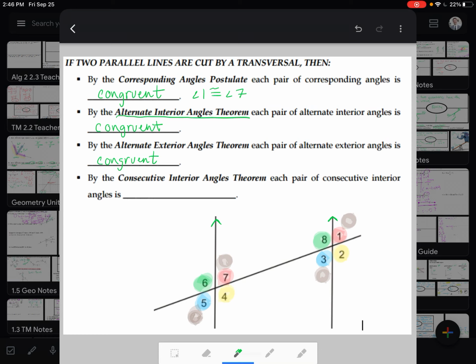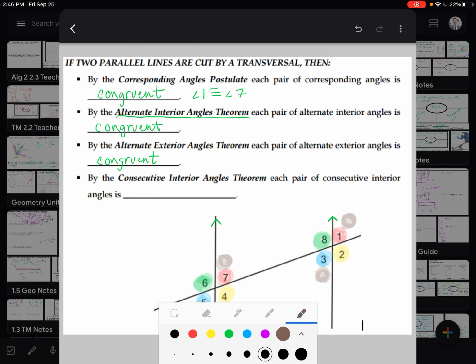And then finally, consecutive interior angles. Okay, let's take a look at these again. Maybe I should change my highlighter color because I've used that one too many times now. So consecutive interior. Bringing it back to these, what we're going to see is that's when they are on the same side of the transversal.